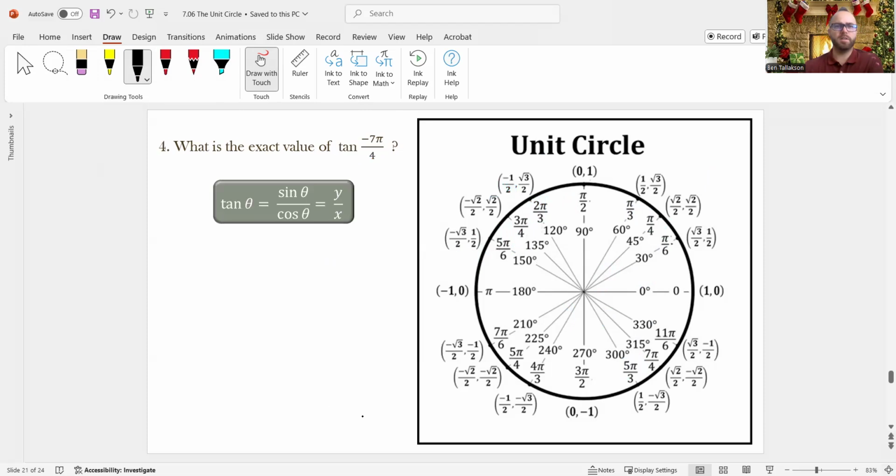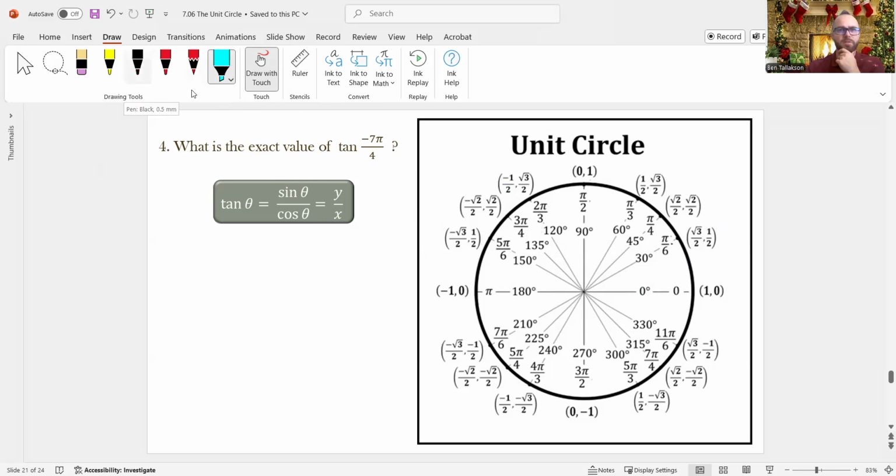Okay, this one is going to be a bit more tricky. They want to know the exact value of the tangent of negative 7 pi over 4. We haven't really talked about tangent today, but we have throughout this unit, so you know what it is, you know how to find it. So let's figure this out. First you try. Okay, now let's do it together. What's the exact value of tangent negative 7 pi over 4?